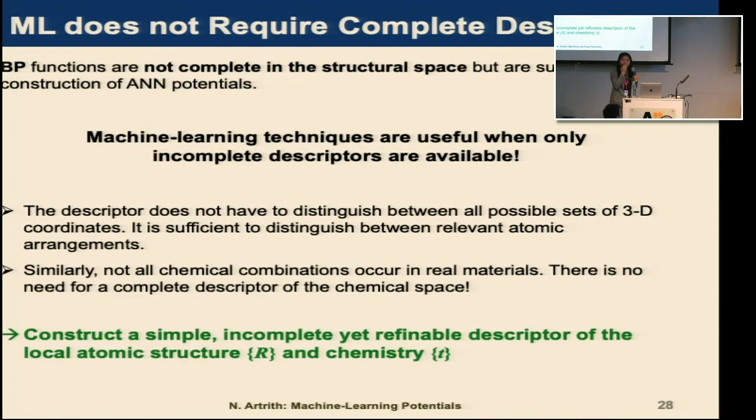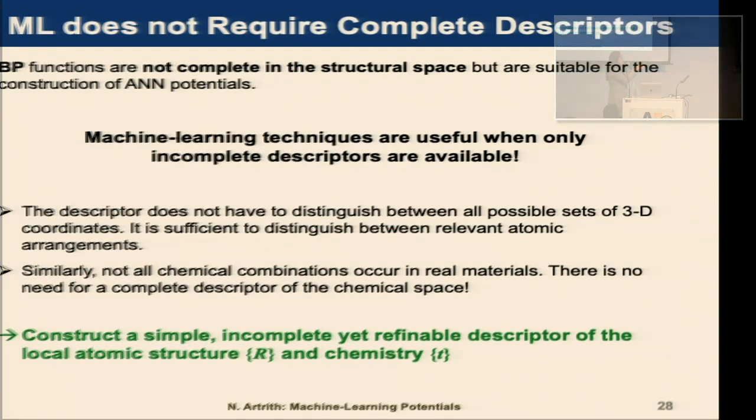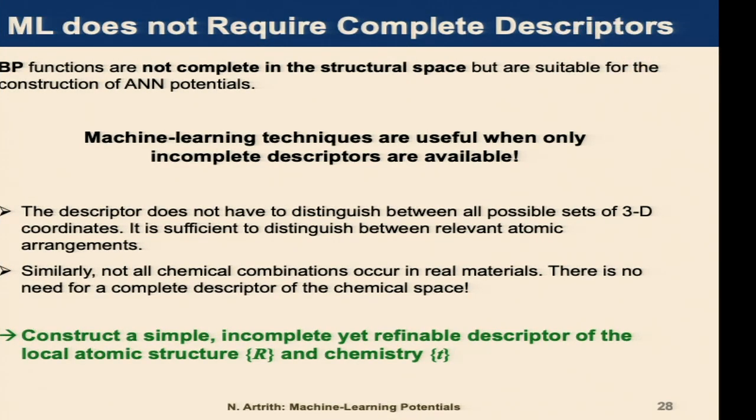I just sit down and think that actually, if we use machine learning, we really don't need the complete descriptor. For example, the Behler-Parrinello function is not even a complete basis to describe all structural space, because we only have 2-body and 3-body terms, which is very simple. But it works so well, like I just showed you in the previous example, even for water or even for copper gold.